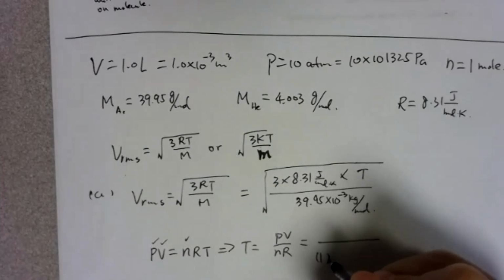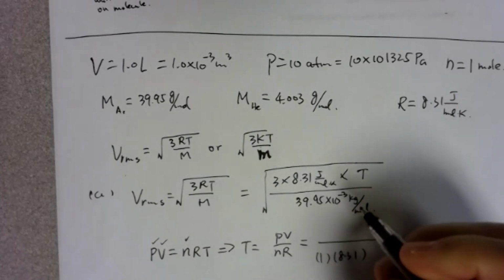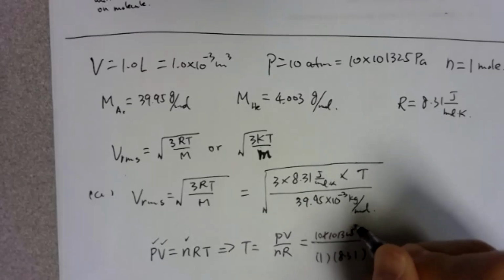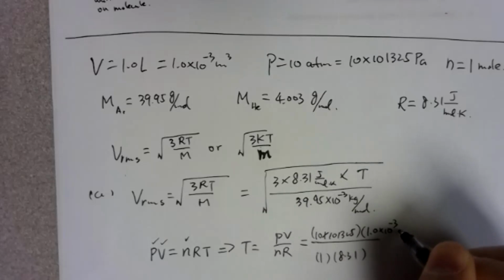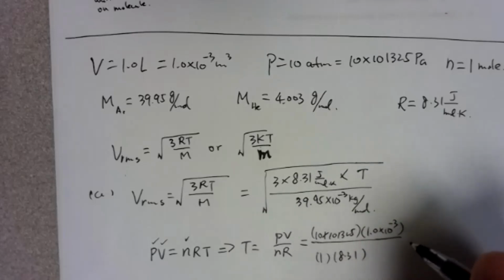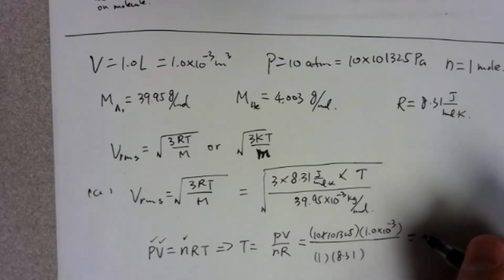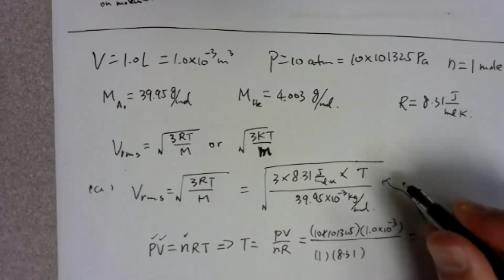So n is 1 mole, 8.31 for R. Again, at this point, I'm going to just ignore the units here. So 10 times 101,325 if I'm using all SI units, right? So 1.0 times 10 to the minus 3 for the V. Okay, so you can do that. And this number goes back to there, all right?